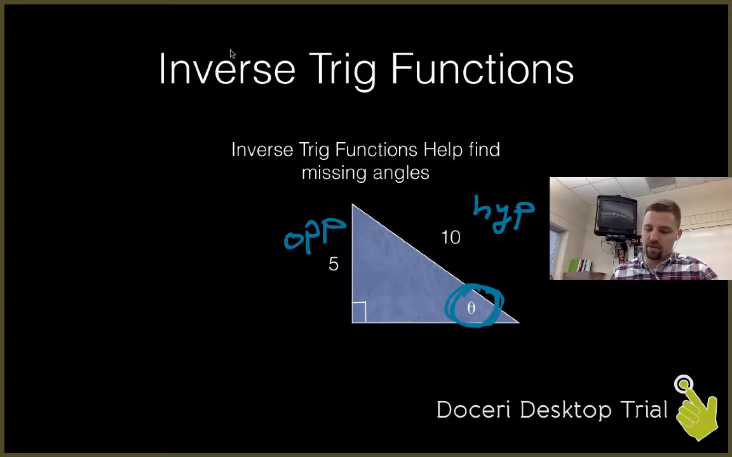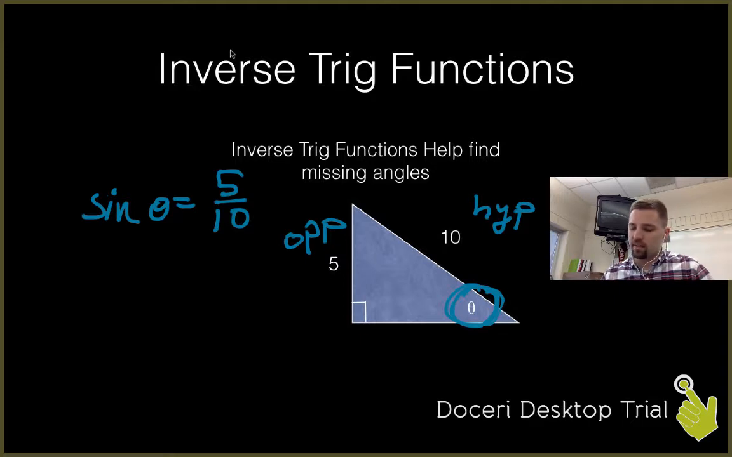Sine is opposite over hypotenuse, and then I'm going to write it out and just solve the equation. So sine of theta is equal to the opposite, which is 5, divided by the hypotenuse, which is 10. Now to get theta by itself, what I have to do is the inverse sine.